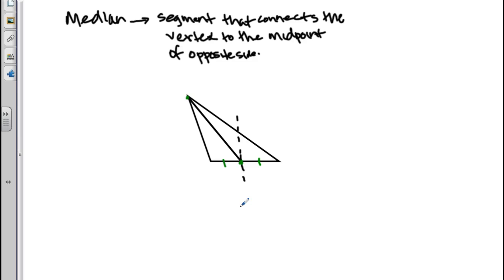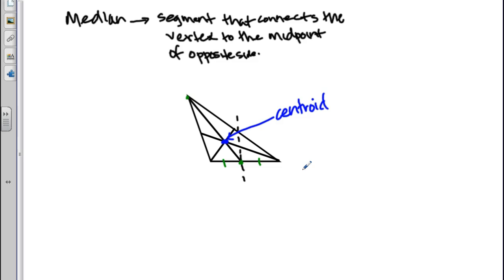So how many medians could we have? Well, we could have three. We can have one coming from each vertex. All right, so of course, you know there's a cool name for where these three medians meet. You already knew that, I know. And that name is called the centroid. So where those three medians meet is called the centroid. It is a point of concurrency. We talked about points of concurrency and we've looked at two already, the circumcenter and the incenter. And so now we're going to add to that the centroid.